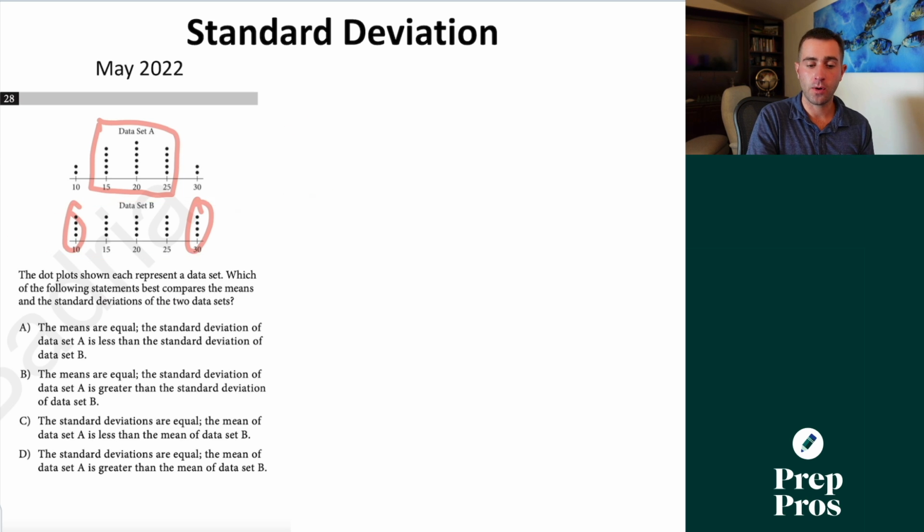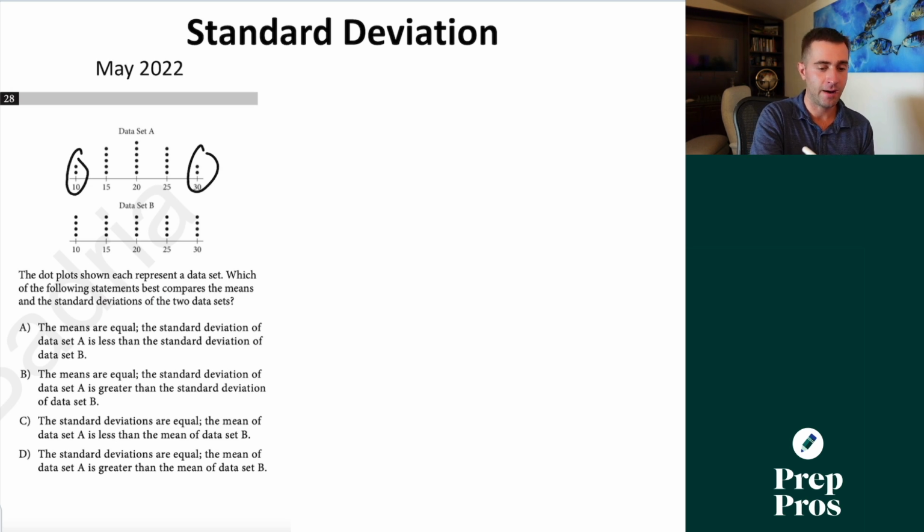Now, we could go ahead and manually calculate the means, but what we can also see is we have 2 that are 10 away, above and below, and we have 5 that are 5 away, above and below. Each of those is going to cancel each other out, and they're going to give us a mean of 20. We can see the exact same pattern below.